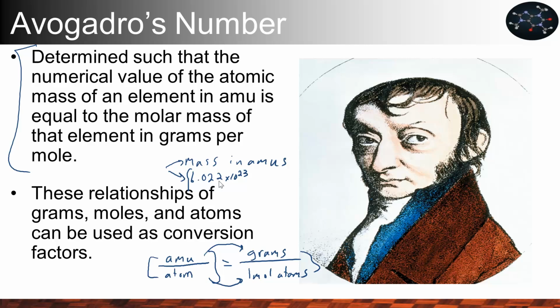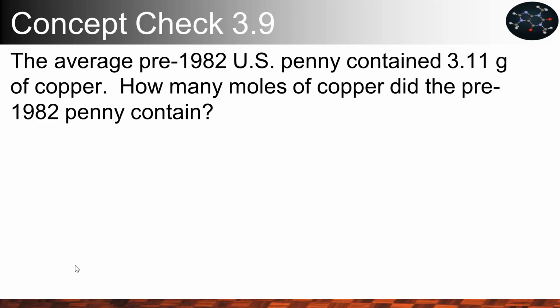That number that allows us to do that, 6.022 times 10 to the 23rd power, is referred to as Avogadro's number, determined by a scientist by the same name. Now we can use these sorts of relationships as conversion factors, just like 12 inches to a foot and other things of that nature. So let's try that.